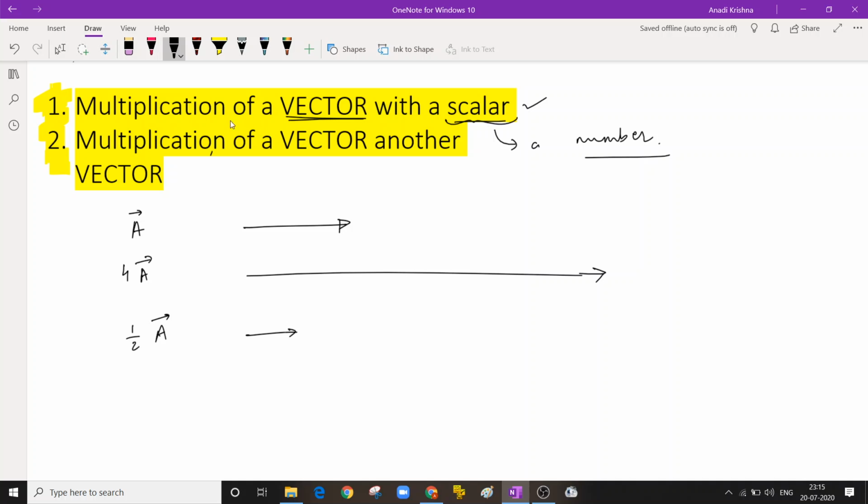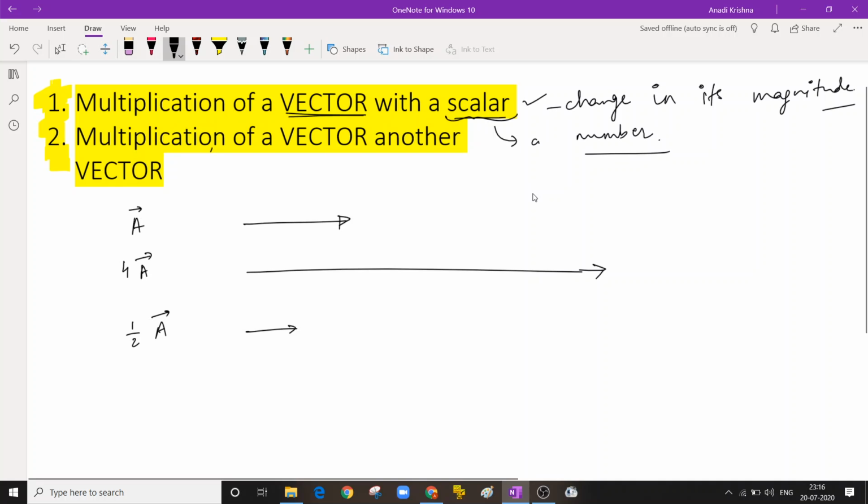The effect of multiplying a vector with a scalar is only a change in its magnitude. And nothing else changes. If it's a force, it remains a force. If it's displacement, it remains displacement.